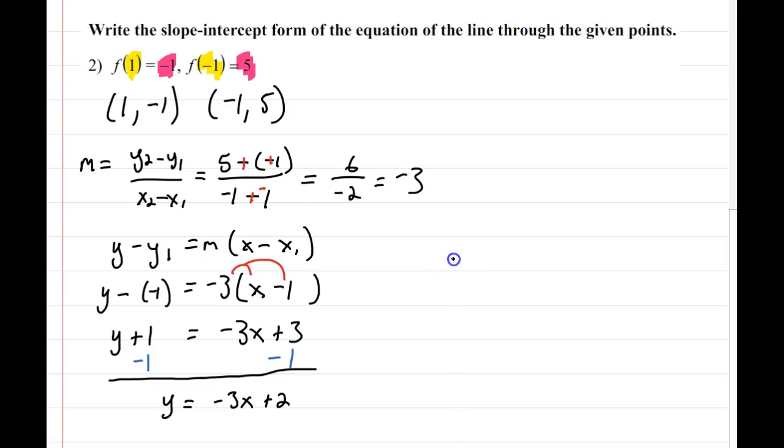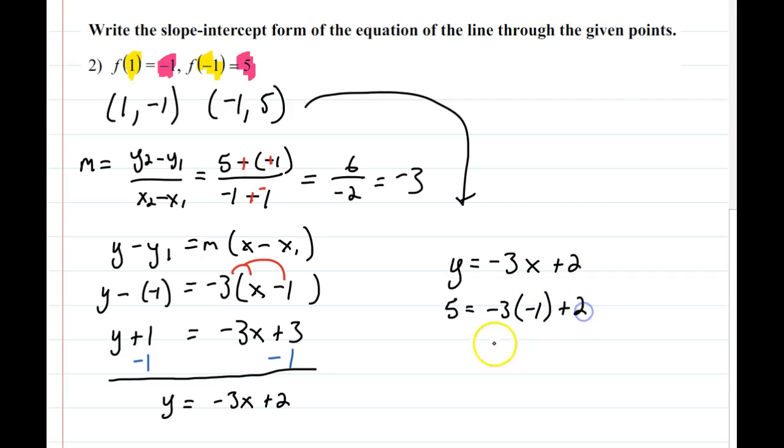So if you care about your grade, you'll take an extra 10 seconds to take your answer and check the other point that you haven't used yet. So I'm going to plug in the 5 for the y, the negative 1 for the x. We want to make sure that this works. So I get a positive 3 plus 2 does equal 5. So we just guaranteed we got that problem right.